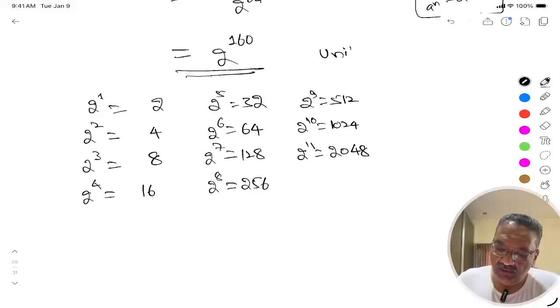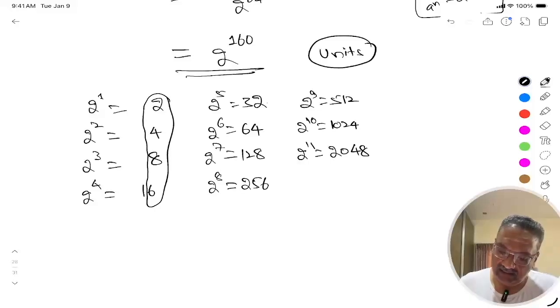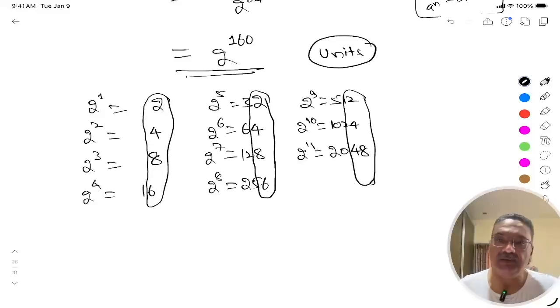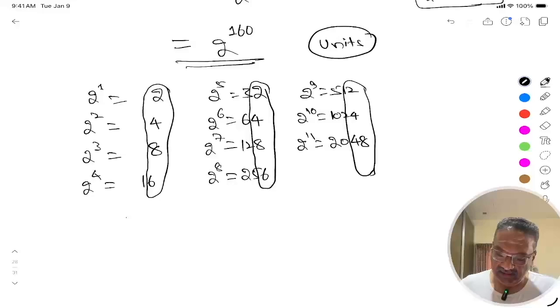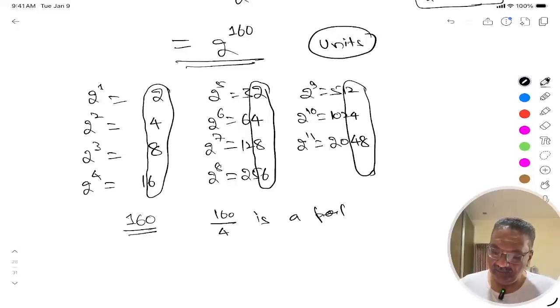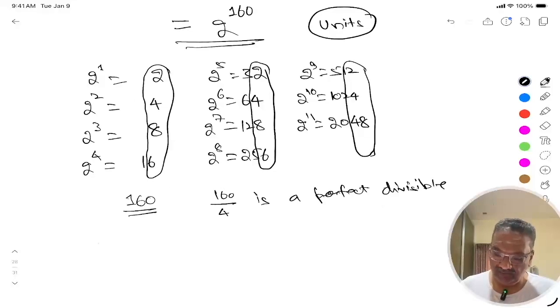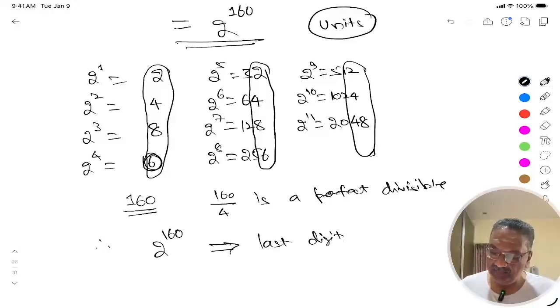Now they have asked the units digit here. See, if you observe, the units digits 2, 4, 8 and 6 keep repeating. So every fourth power will end in 6. Now what is 160? 160 by 4 is a perfectly divisible number. That's why this pattern will repeat. So therefore 2 power 160 will have the last digit of 2 power 4, which is 6. Last digit will be the units digit. Units digit will be 6.